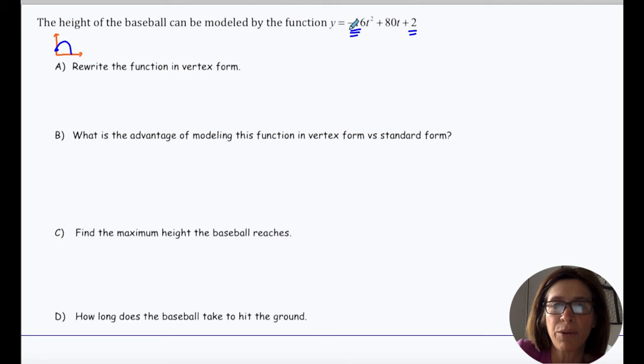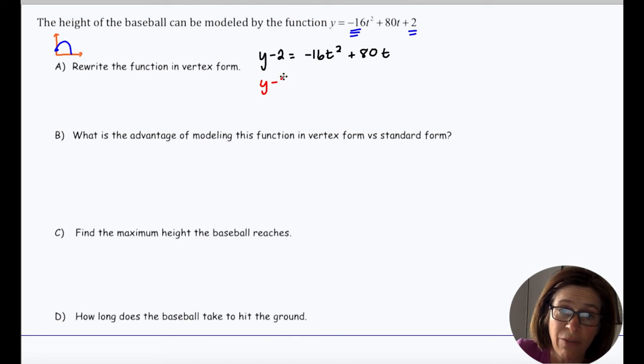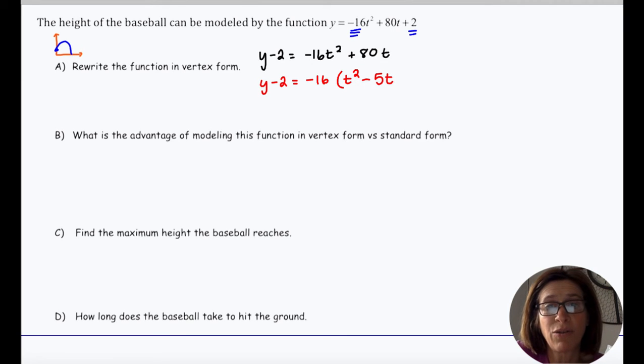Okay, so if I want to rewrite in vertex form, remember it's not solving, so I'm first going to bring the 2 to the other side. So I've got y minus 2 equals negative 16t squared plus 80t. Okay, then I have to take out that coefficient of negative 16 because when we complete the square, we need a coefficient of 1. So I'm going to pull out a negative 16. That's going to leave me with t squared minus 5t. Oh, and Coach Fred was not nice because she gave us an odd linear term.